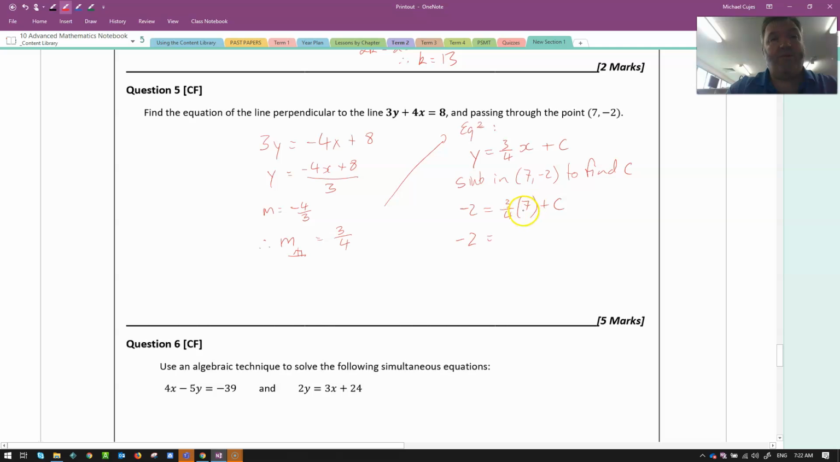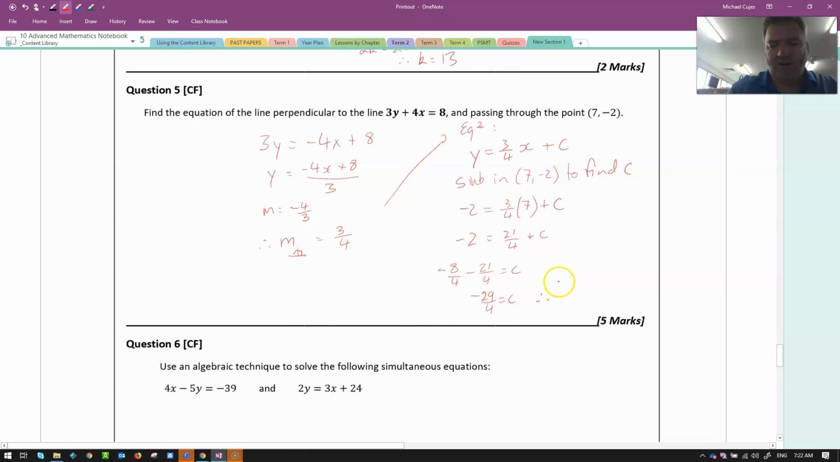When I multiply a fraction by a whole number, it's just the numerator that gets multiplied. So that's 21 quarters plus c. I'm going to subtract 21 quarters from negative 2. So negative 2 I can think of as negative 8 quarters minus another 21 quarters. That's going to be my c. Negative 29 over 4 is c.